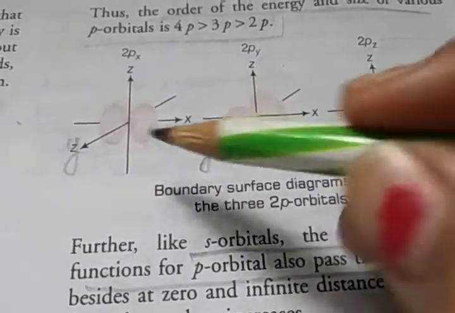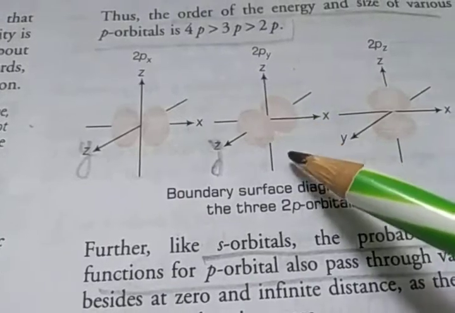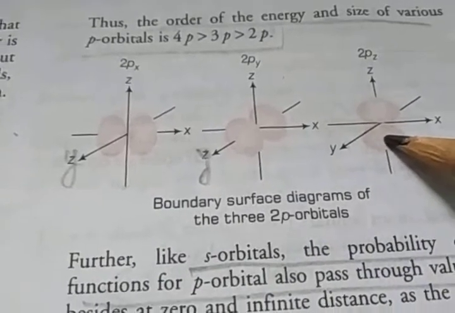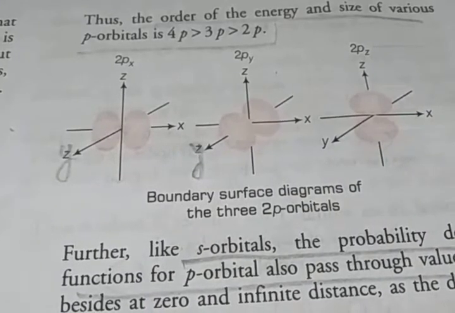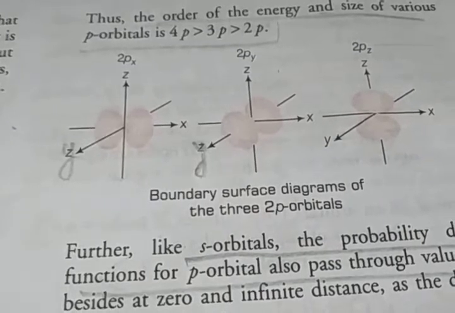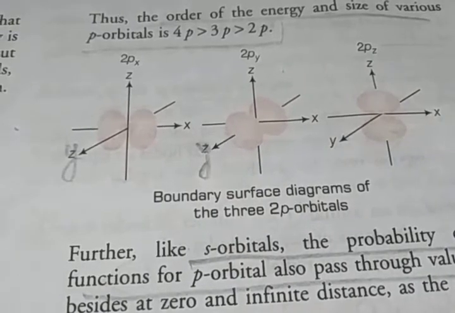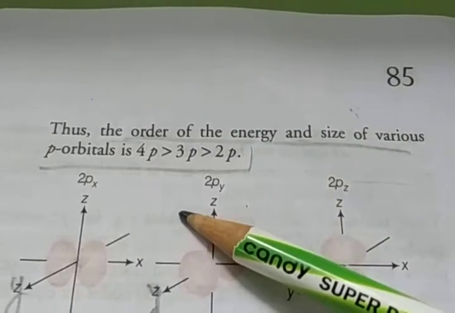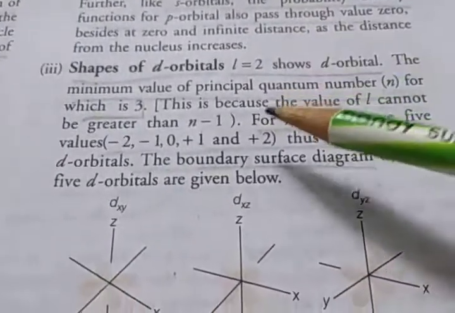In the x direction we represent 2px, in the y direction we indicate 2py, and in the z direction the p lobe is indicated by 2pz. The size and the energy of the p orbitals increase as the value of the principal quantum number n increases. So the order of the energy and size of the various p orbitals is 4p greater than 3p greater than 2p.